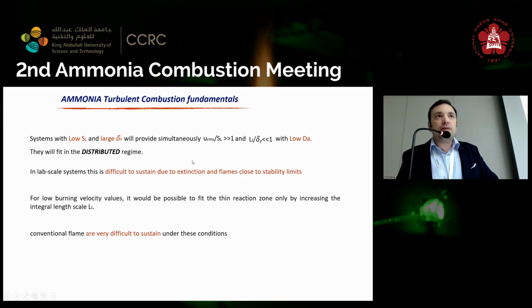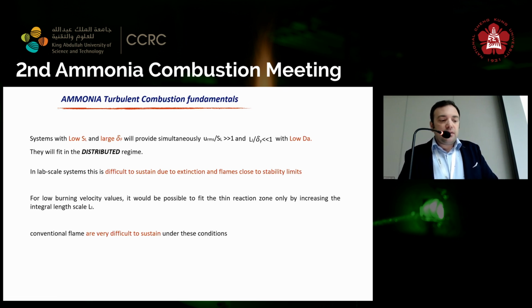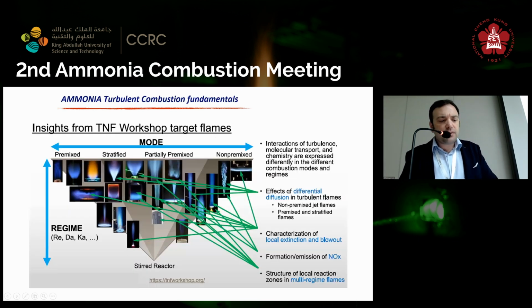And this is usually very difficult to sustain because of extinction and flames close to stability limits, especially from the point of view of different applications, or if we think of gas turbines where turbulence is an important factor, and conventional flames also in the laboratory are very difficult to sustain. So we have this kind of regime with large Karlovitz and small Damköhler. They are, of course, characterized in several TNF target flames. We know a lot of this, especially for conditions where Karlovitz and Damköhler are not so high, but I think that we are moving with several lab scale experiments toward this region that is very close to the stirred reactor.